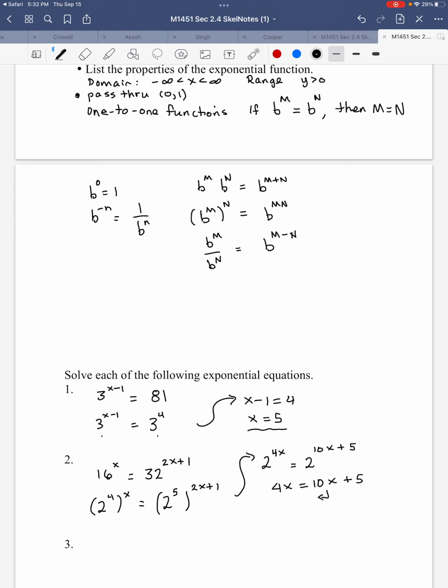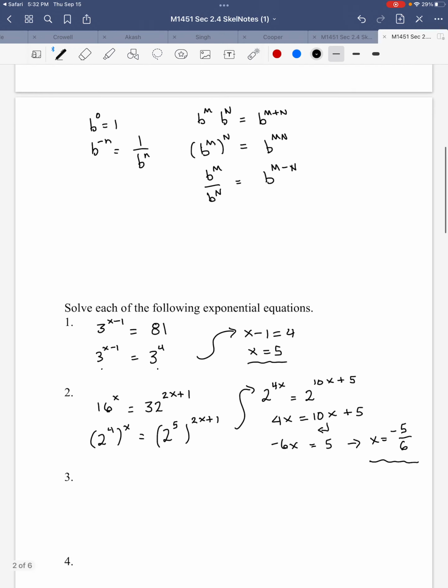Let's get the x's together by subtracting 10x from both sides. And then divide by -6. And our answer is -5 divided by 6. So our strategy here is if we can write the bases as powers of the same number, then let's do that. However, we will often encounter equations like this.